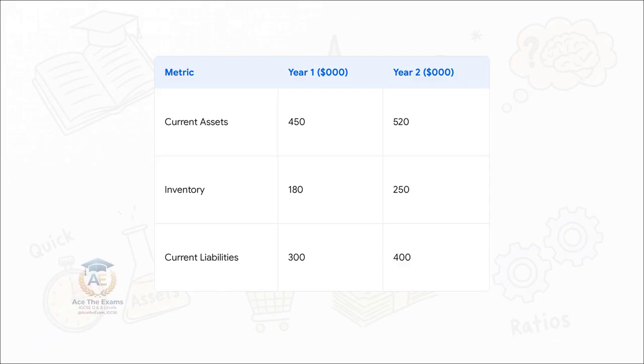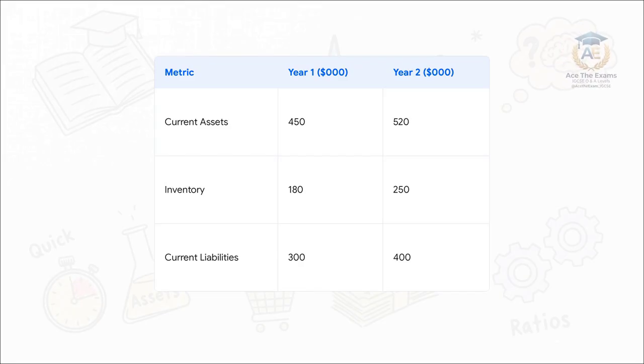Current assets rise to 520 divided by current liabilities of 400. That gives us a current ratio of 1.3 to 1. But watch what happens with the acid test. We take the 520 minus a massive 250 in inventory, leaving just 270 in liquid assets. 270 divided by 400 drops us to 0.675 to 1.